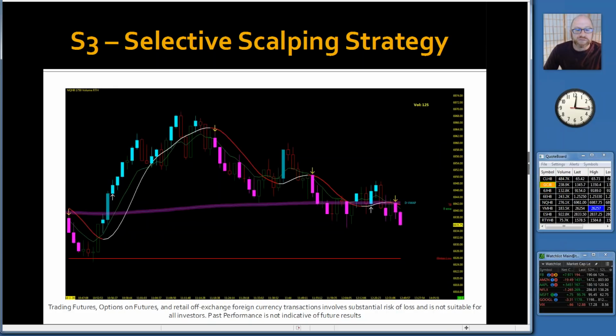The S3 selective scalping strategy, as you can see here on the chart, uses indicators as well as colored bars, moving averages, a VWAP, and then when I say simple, I mean keeping it simple.